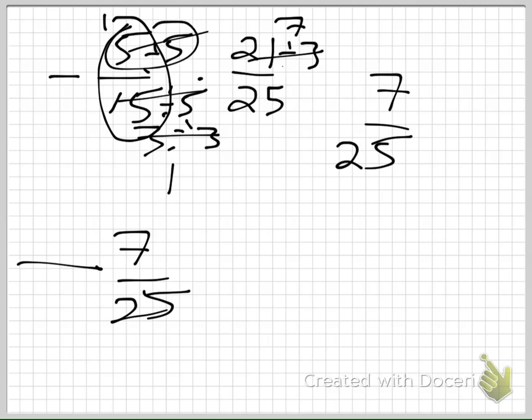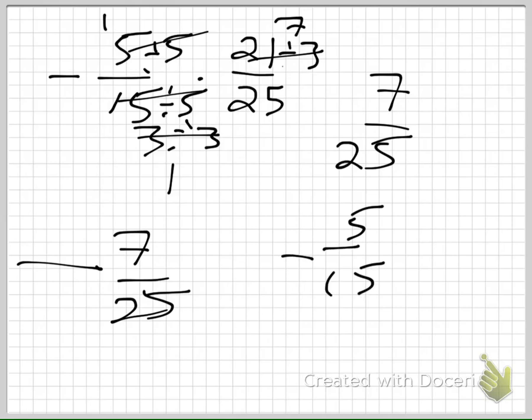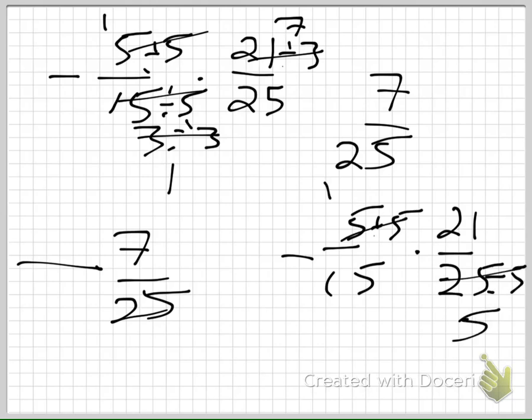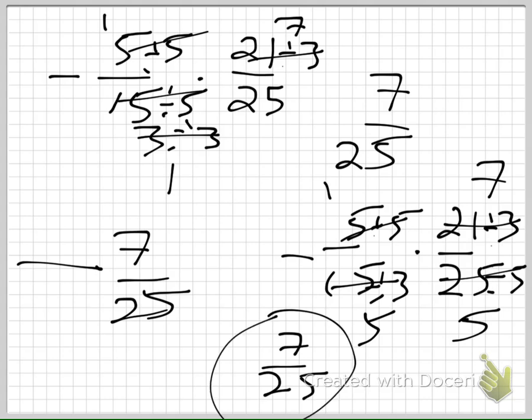Could I have reduced the 5 and the 25? Yeah, I could have. So 5/15 times 21/25, I could have reduced this, divide by 5, divide by 5. That becomes a 1, this becomes a 5. Divide by 3, divide by 3. This is a 5, this is a 7. It still comes out to 7/25. Does that make sense? It doesn't matter which way you do it. You'll get there.